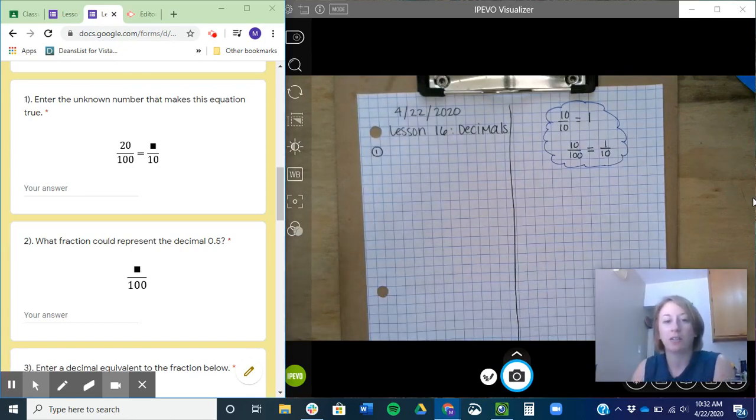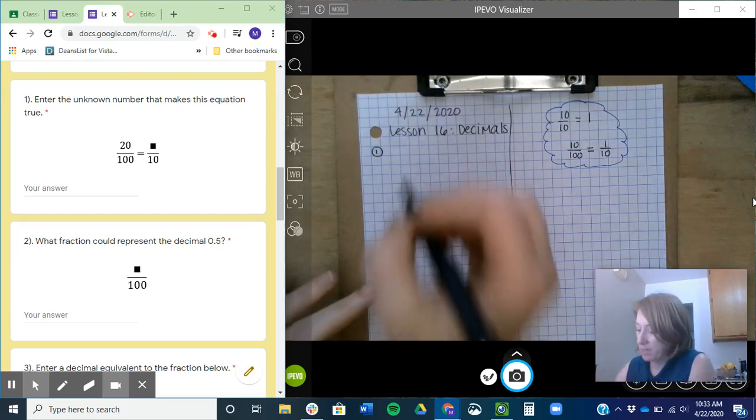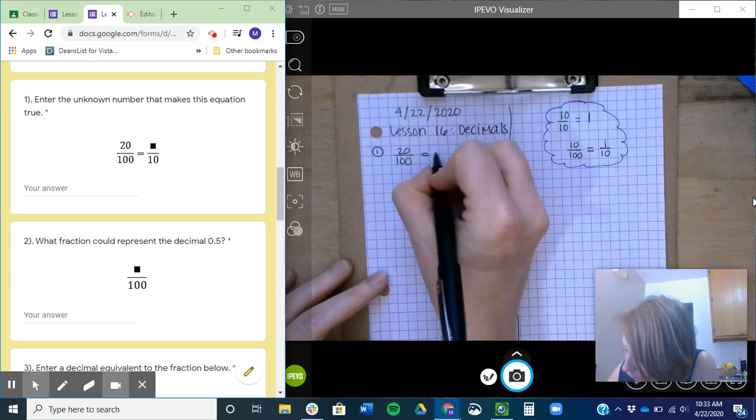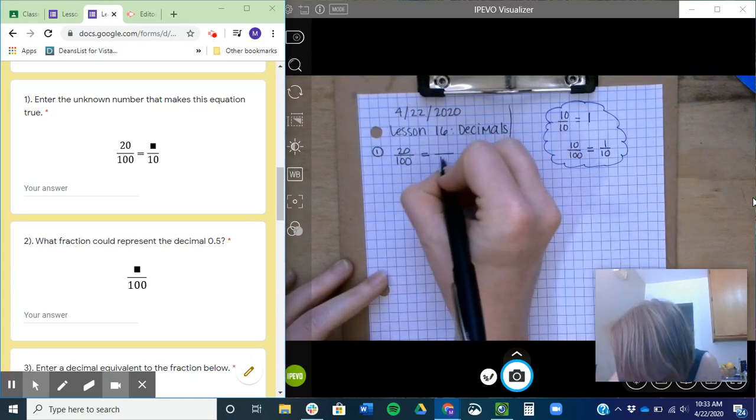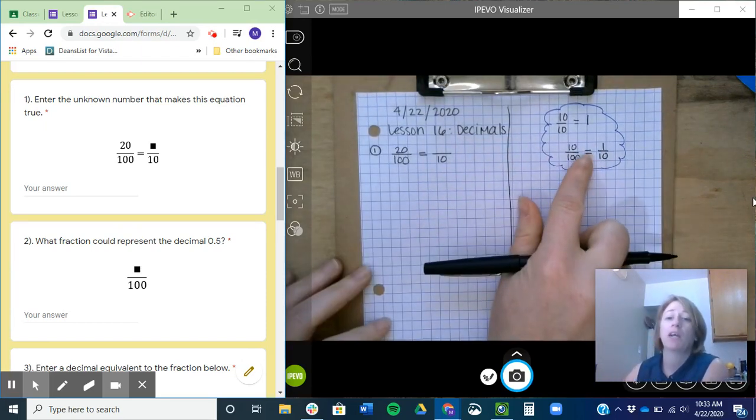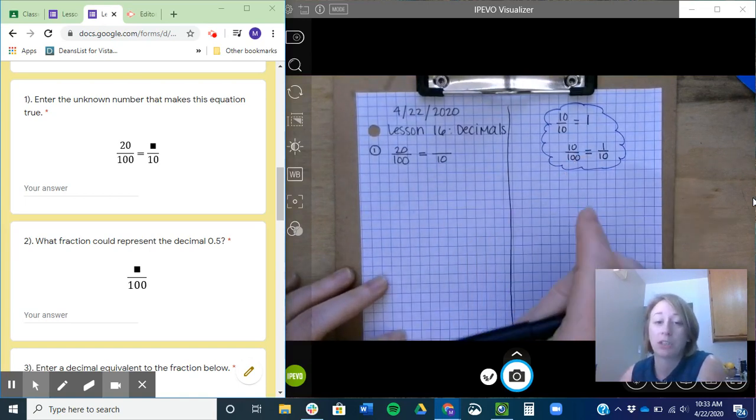Okay, dudes, got a little split screen action going on here. Let's go ahead and read the question to ourselves, and then I'll read it aloud. So question number 1 says, enter the unknown number that makes this equation true. So let's go ahead and write that expression. 20 100ths equals blank tenths. So we're going to rely really heavily on what we already know to help us with all of these questions today.